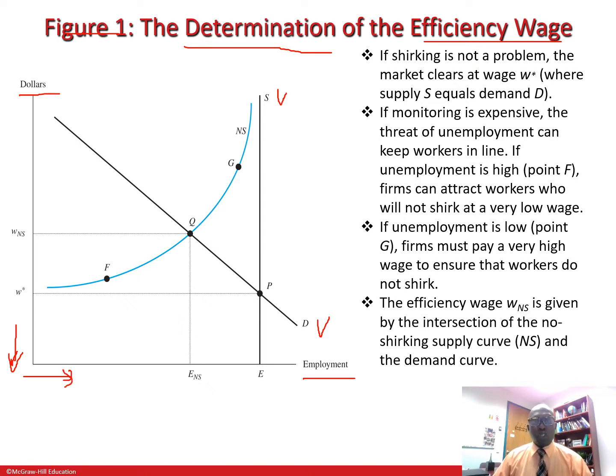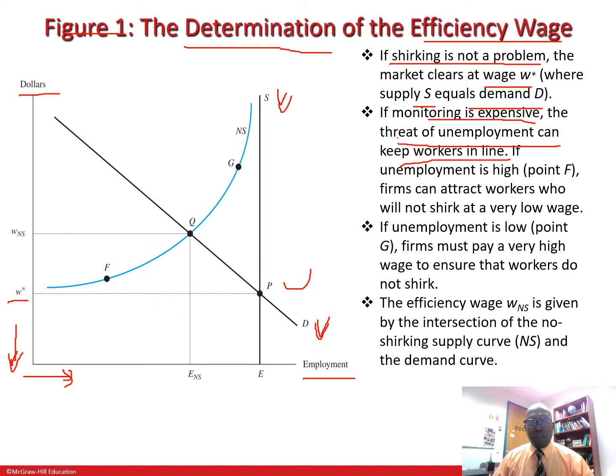So if shirking is not a problem, the market clears at wage W star, where supply equals demand. The supply curve, which is vertical, and the downward sloping demand curve cross at point P, and the equilibrium wage will be W star. In this situation, shirking is not a problem. However, if monitoring is expensive, the threat of unemployment can keep workers in line.